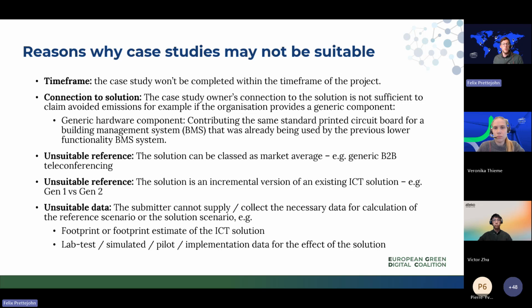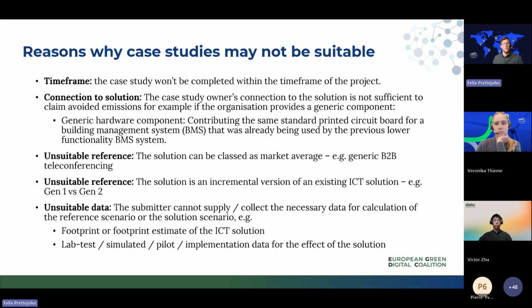Or an unsuitable reference that might be an incremental version of an existing solution. So comparing a generation 1 versus generation 2. What we're trying to do here is show the impact of ICT. We're not trying to single out particular solutions as showing incremental improvements over the previous one.